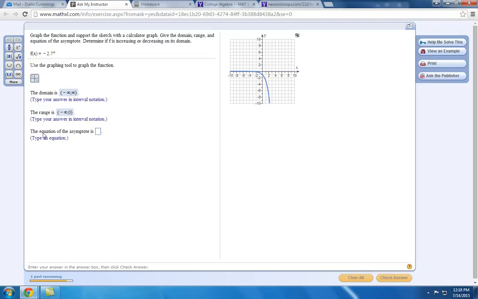Next, we're asked for the equation for the asymptote. So notice the asymptote is the line that our function tends toward. The equation for the asymptote here is y is equal to zero. And next, we're asked to determine if the function is increasing or decreasing. As we read sentences from left to right, we'll also read this graph from left to right, and we can notice that this graph is decreasing.